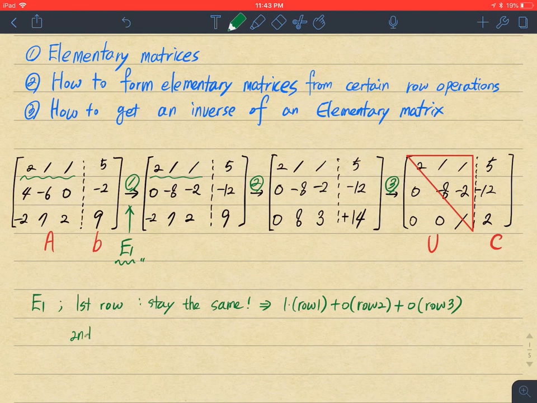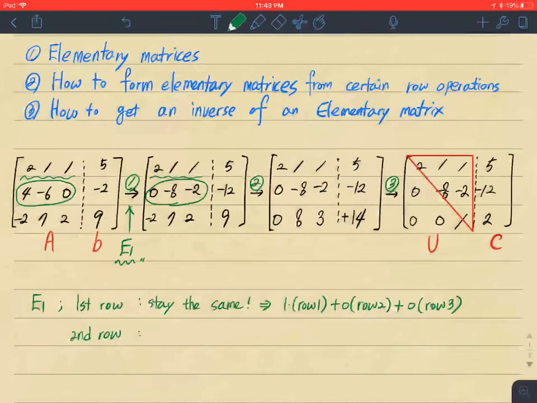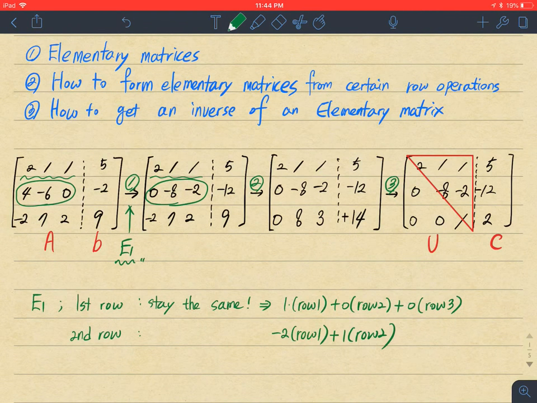And for the second row, what does E1 do to the second row? 4 minus 4 becomes 0, 1 becomes 1, and 8 minus 2... right? So what E1 does is subtract the first row multiplied by 2 from the second row. That means we want minus 2 of row 1 and 1 of the second row. That is exactly subtracting the first row multiplied by 2 from the second row, right? And also none of row 3.